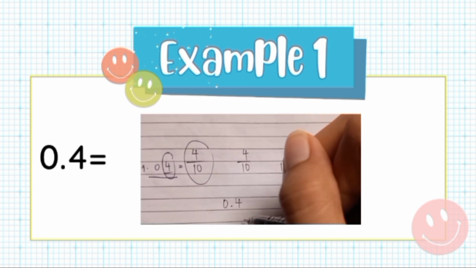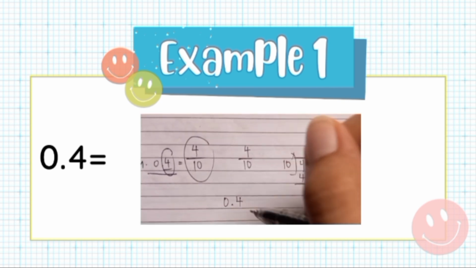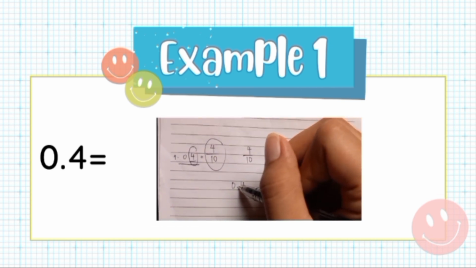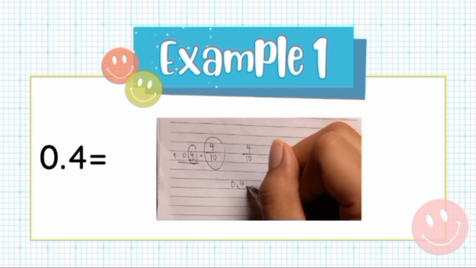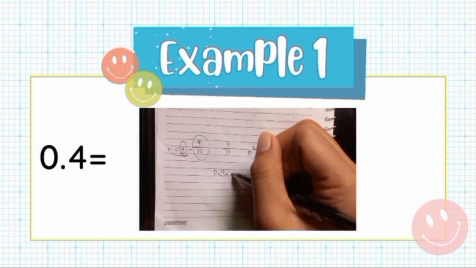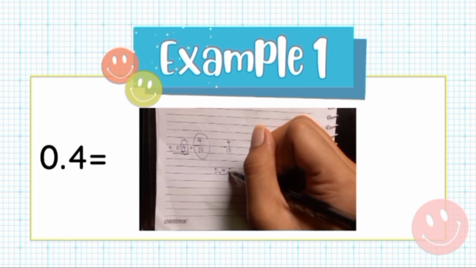So next, let's proceed to converting decimals to percentages. We can do that by moving the decimal twice to the right. And we get 40%.